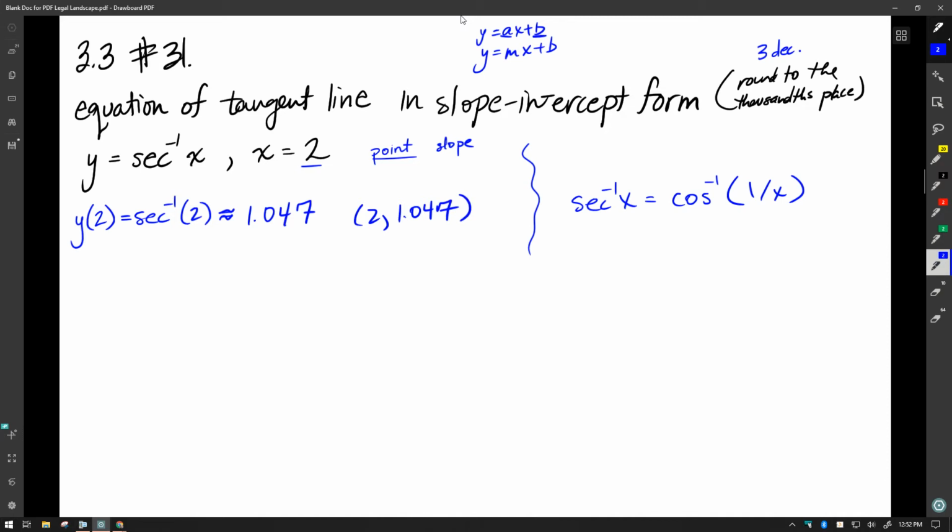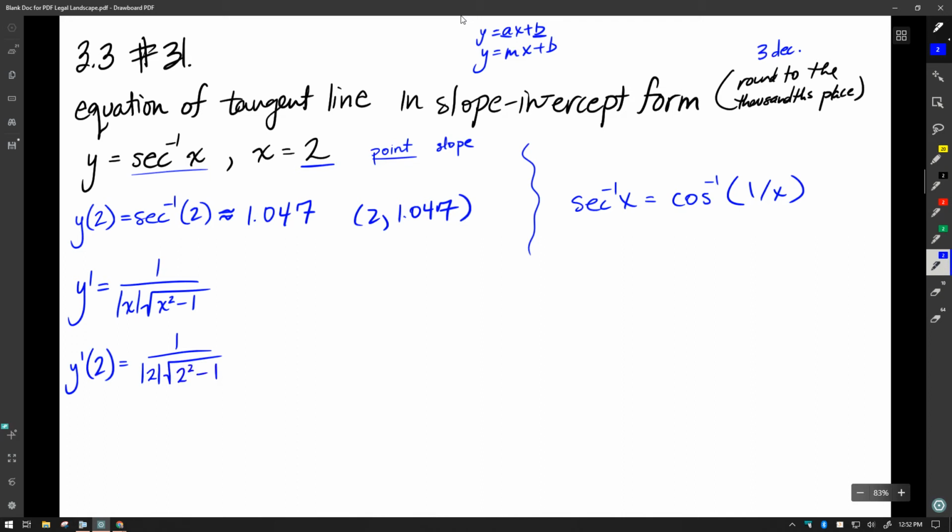Next, let's get the slope. We know the slope comes from the derivative. So in this case, y prime is going to be, we have to remember the inverse secant derivative formula, and that will be 1 over the absolute value of the input times the square root of the input squared minus 1. So in this case, our input is 2. So y prime of 2 will be 1 over the absolute value of 2 times the square root of 2 squared minus 1. So this looks to me like it's going to be 1 over 2 square root of 3.